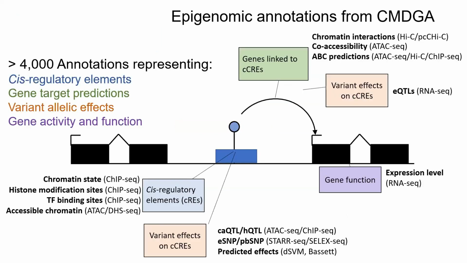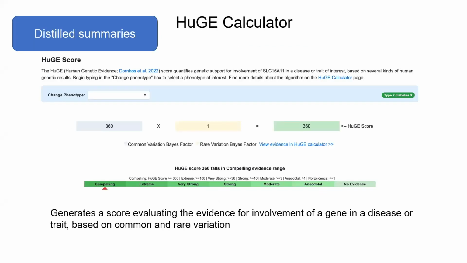So here's an example where a gene, I think SLC16A11, has compelling evidence from common and rare variation for its involvement in type 2 diabetes, which we know is correct. So that's a good positive control there. This is just another example of a way to make genetic information accessible to people who are not expert geneticists.